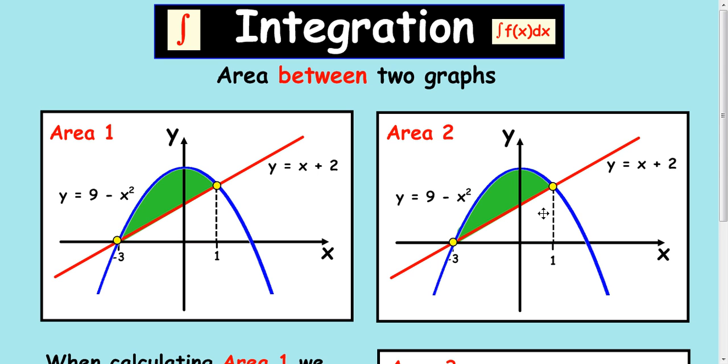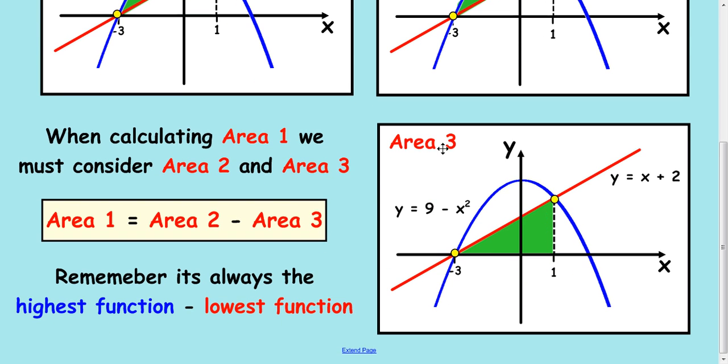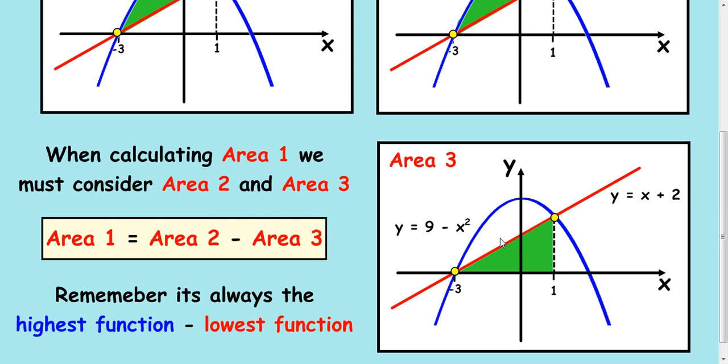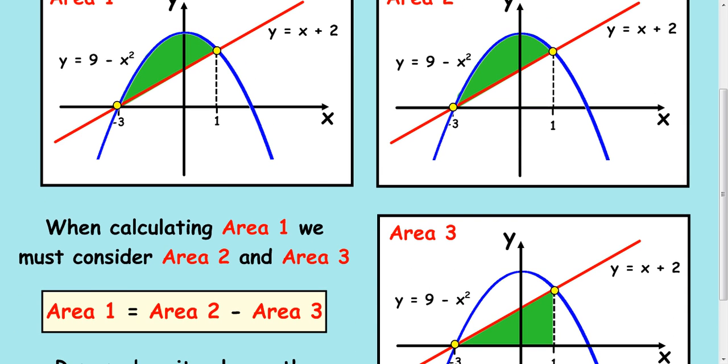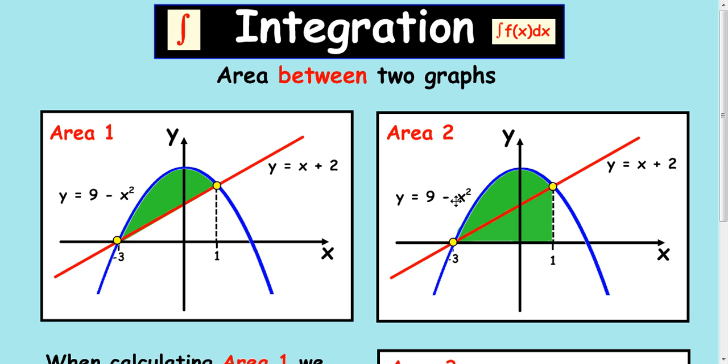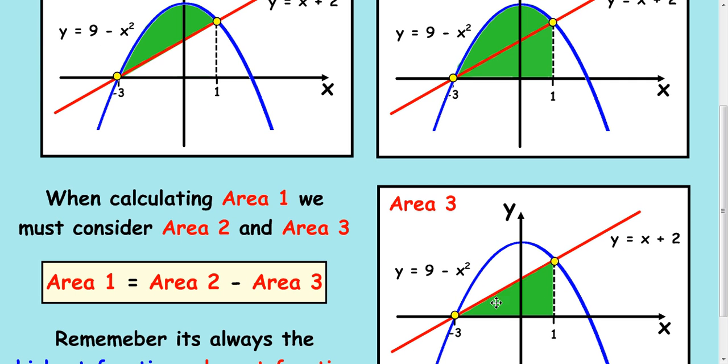And in order to get rid of that, we work out area 3, we integrate under the straight line between -3 and 1. So this is a technique. You work out area 2, you work out area 3, and you do a takeaway.